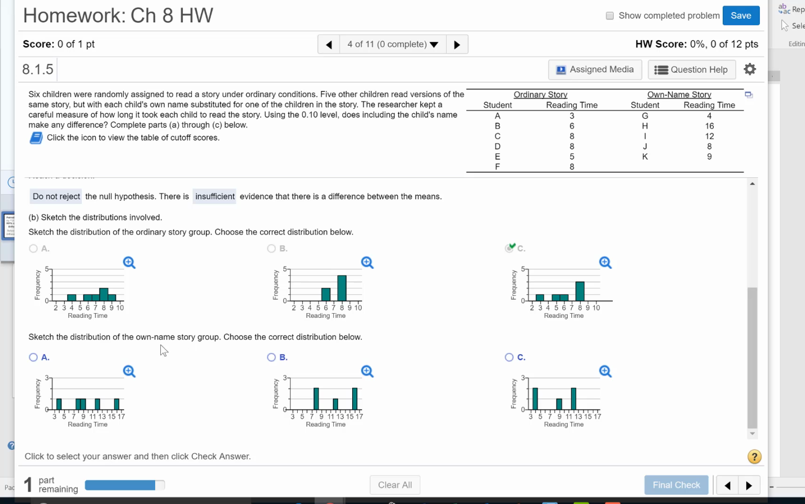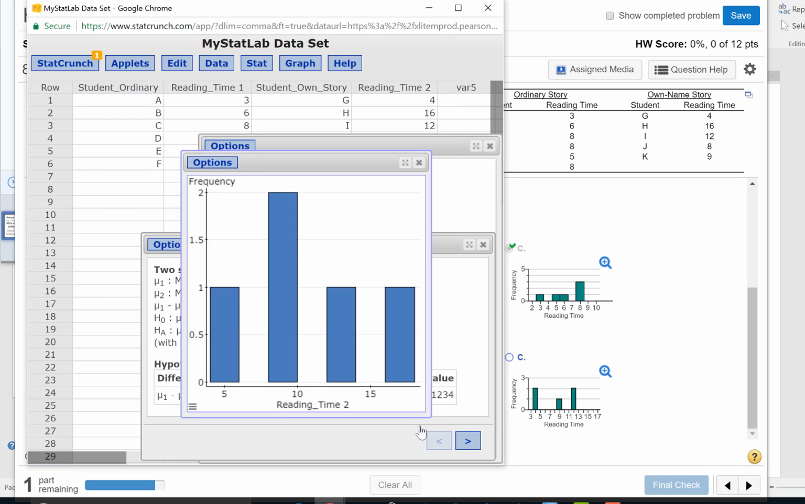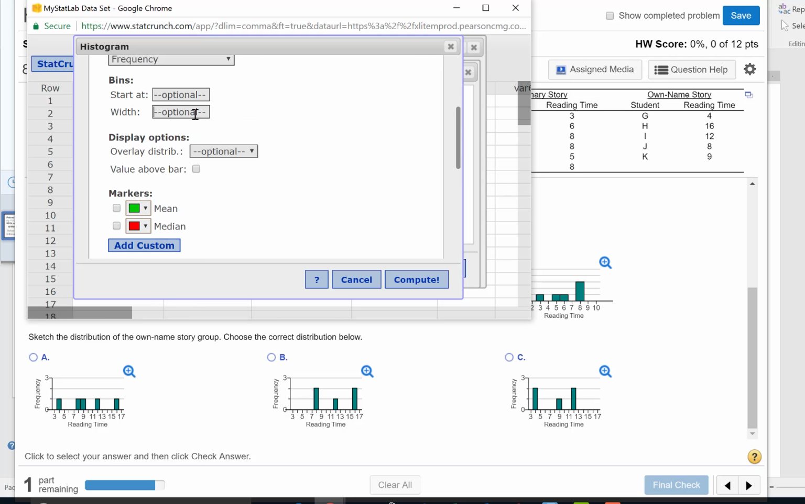And then we do the same thing for the own name story group. So we can go back in technology if we need to, select the reading time number 2, which is what I renamed it, just so I wouldn't get confused later on. This one's a little confusing if you use technology, right? Because it bins it differently. If you hover your mouse over the bins, you can see one item occurs between 4 and 6. So each bin actually contains a couple of numbers. You can go back and adjust that. We can go to edit and change that bin width. Looks like they did it at 1.